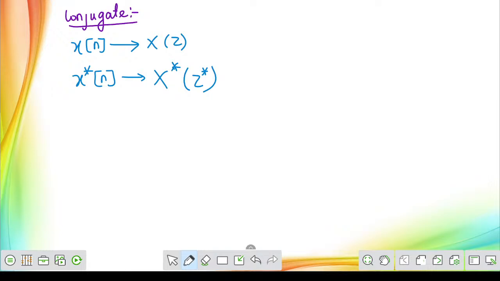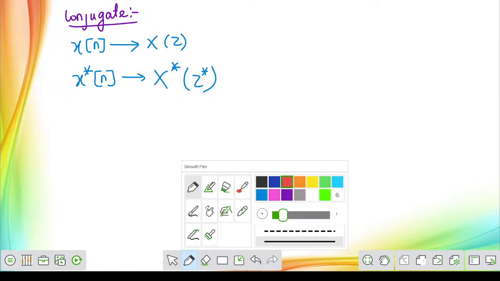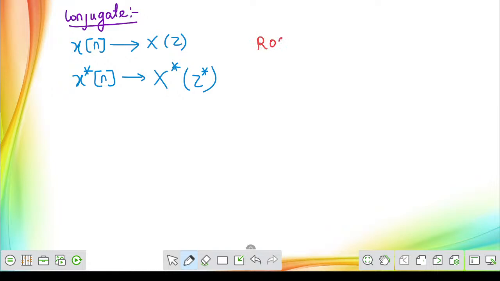This is one of the most important properties, so at least, of course, you have to remember. And one more thing, when we are discussing the conjugation property, if the region of convergence, ROC of x of n, for the first one is defined as P, then for the second one also, your ROC will be defined as P only. ROC will not change because of taking the conjugation of the signal. Okay, so these things you must remember.